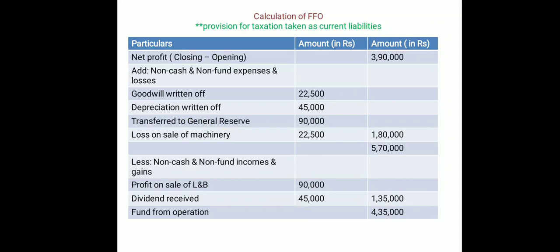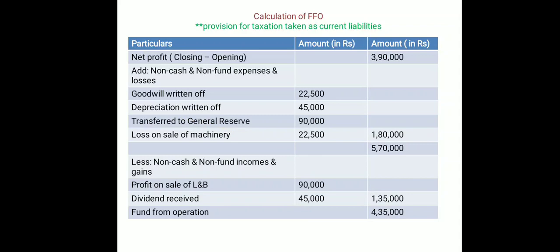Which we have just now seen while discussing the question. Goodwill written off, non-cash. Depreciation written off, non-cash. Transfer to general reserve, non-cash. Loss on sale of machinery, non-fund or non-operating. So all these 4 items are non-cash or non-fund expenses or losses. So we are going to add these 4. We are going to get the amount in your outer column, 1,80,000, making the total of 390 and 180, 5,70,000.